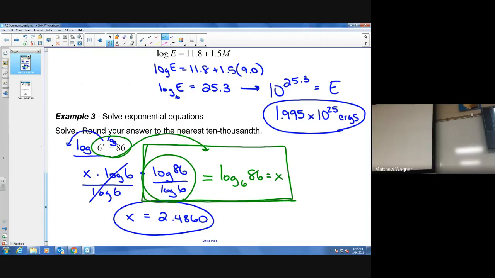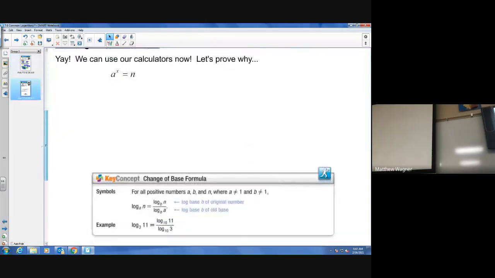Okay? So notice the one in blue on the left, I used base 10 to solve. I was able to transfer to base 10. I was able to use my calculator. Okay? It's the same thing as the expression log base 6 of 86. That leads us into what's called the change of base theorem.